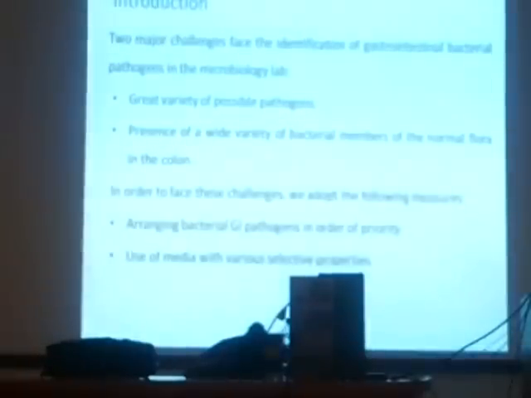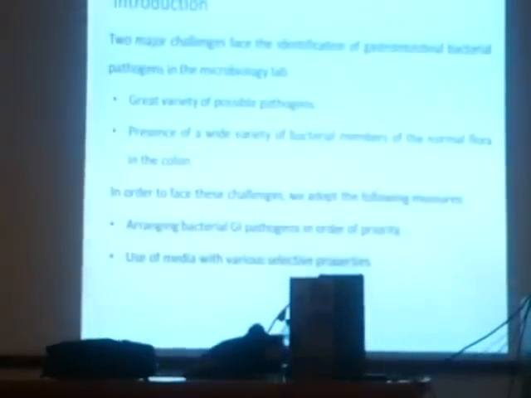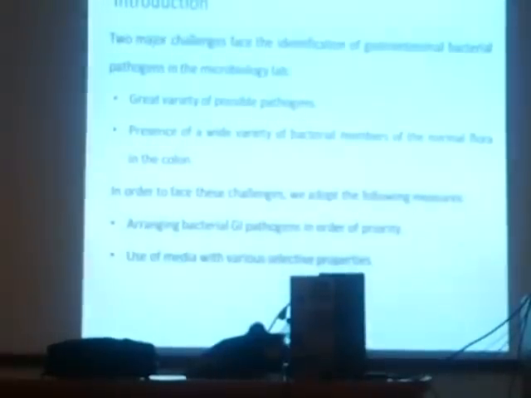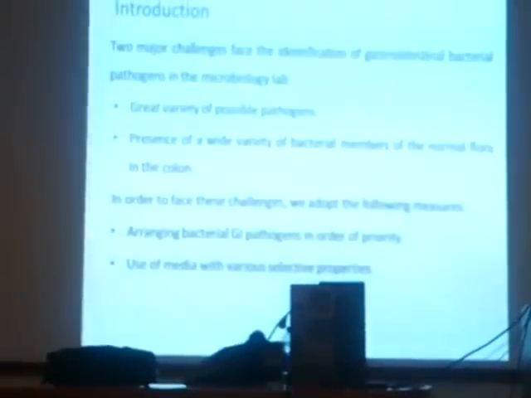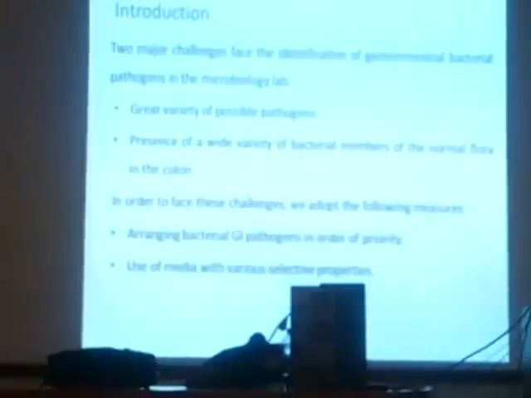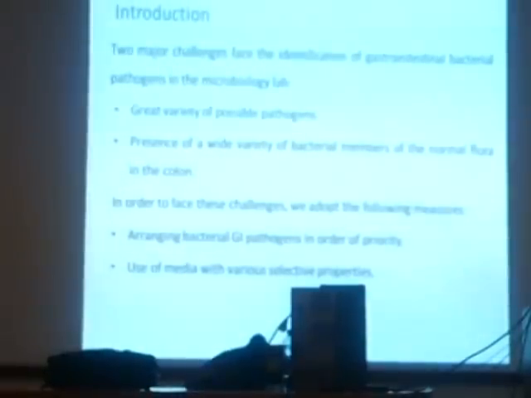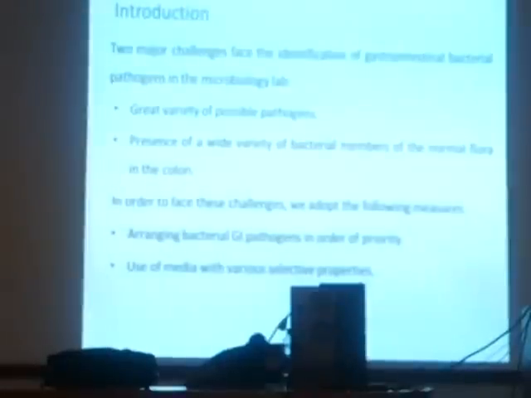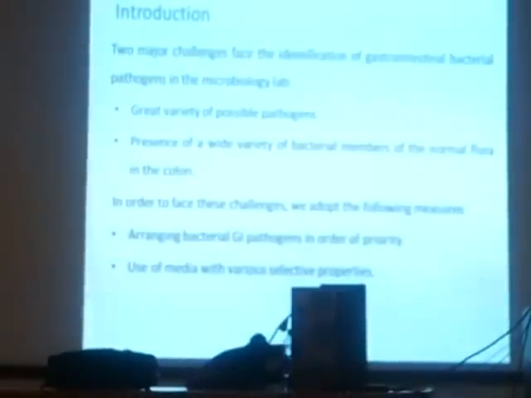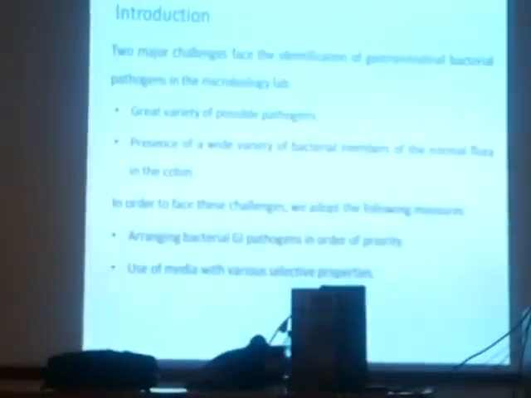Now, in order to face these challenges, we adopt the following measures. The first one is arranging bacterial GI pathogens in order of priority, right? We are unable to identify which GI bacterial pathogen is responsible from the first instance, because there are many different bacteria, so we have to arrange our priorities. We have to look for the most important bacteria. If we are successful, that's it. If not, then we go down the list, right?